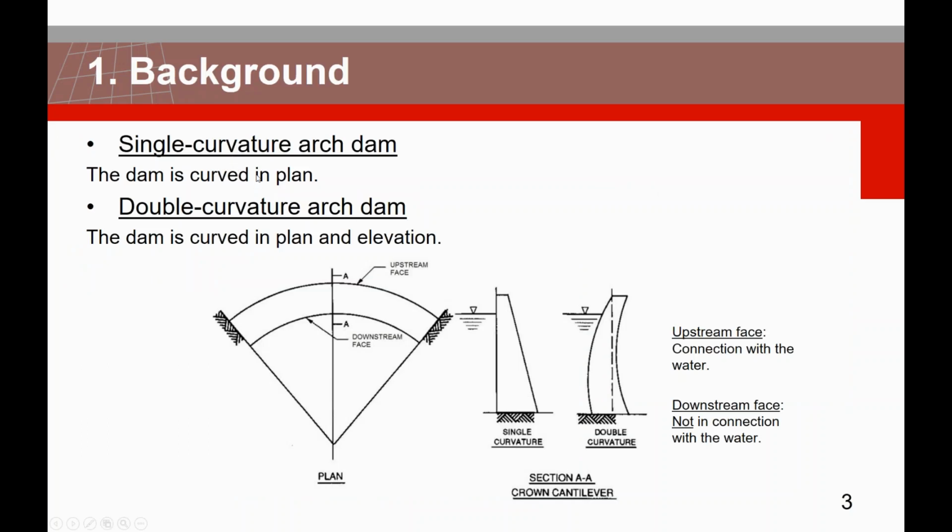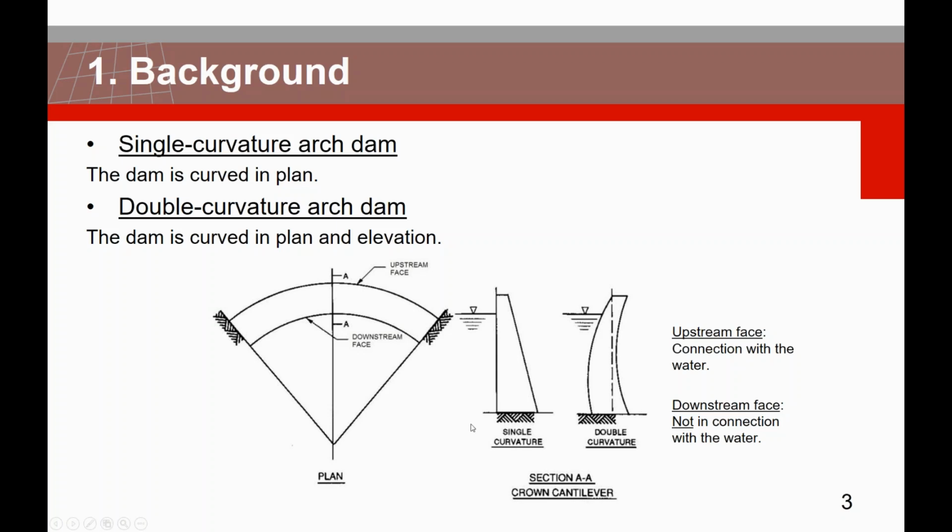First of all, what is an arch dam? Actually, it is a curved dam that we put in narrow valleys mostly, and we have two main types. The first one is the single curvature arch dam, which is curved only in plan, and this is what we can see from the picture. This is the plan view of a single curvature arch dam, and here you can see the upstream face, which is connected to the water, and the downstream face.